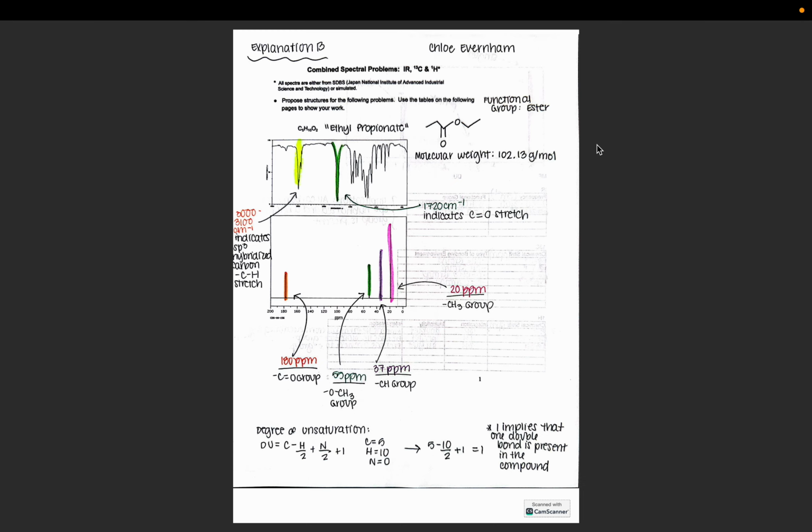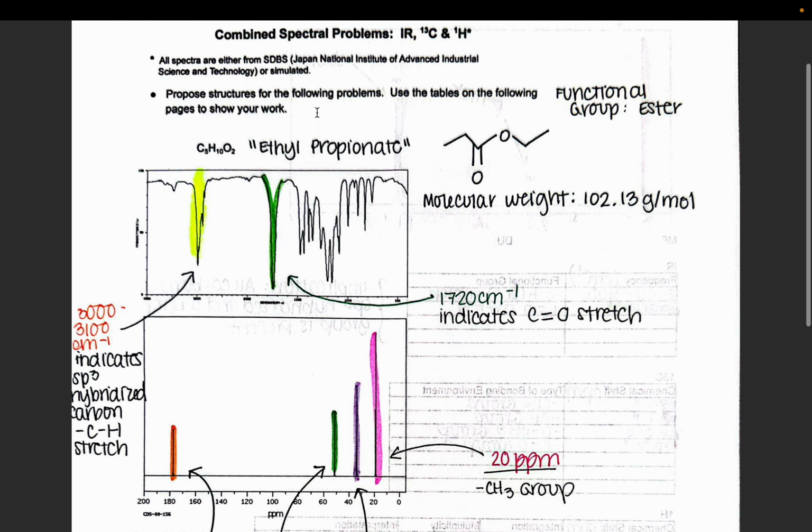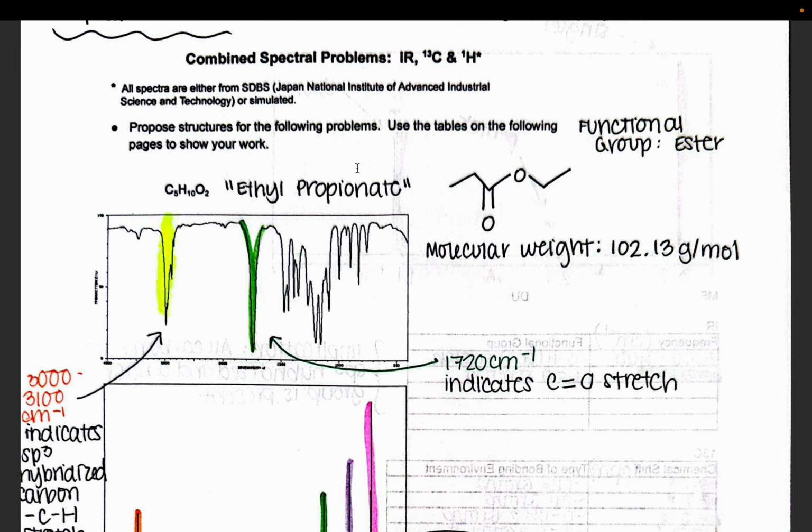Hello, this is Organic Chemistry 1020 Elucidation problem solving process. This is basically our video project, and the question I was assigned to was explanation B. And upon first glance, we're looking at ethyl propionate.